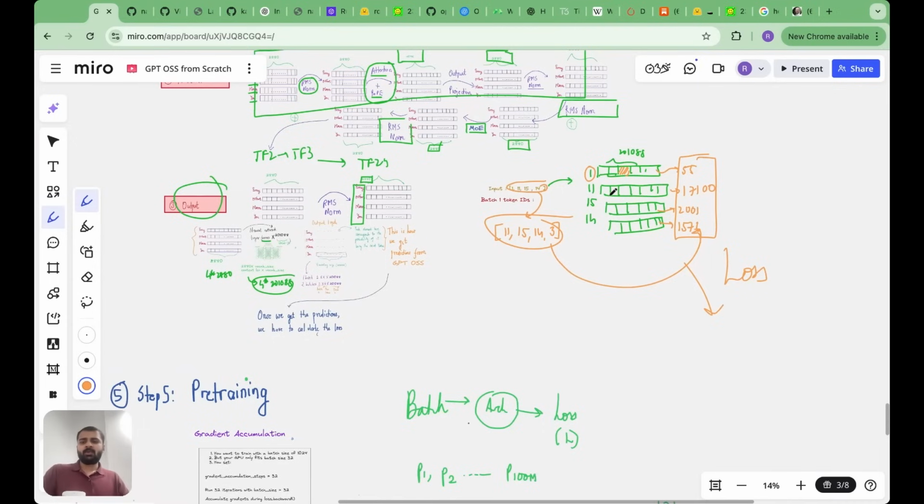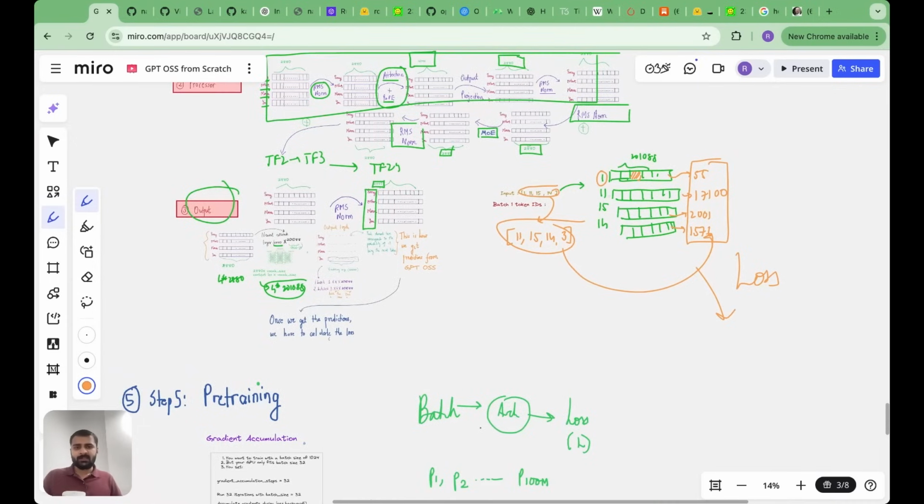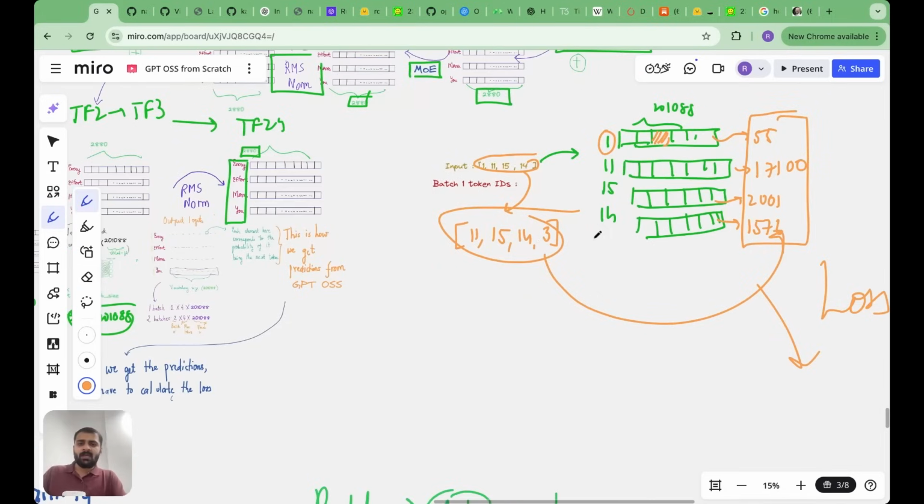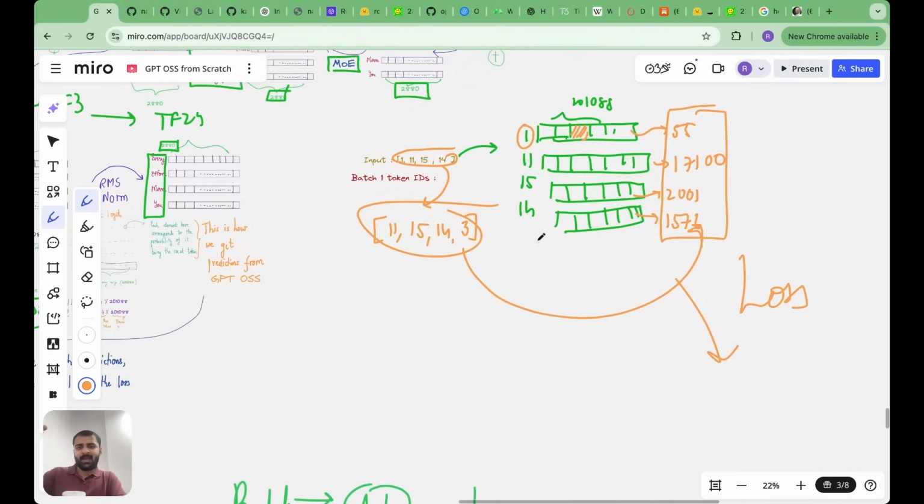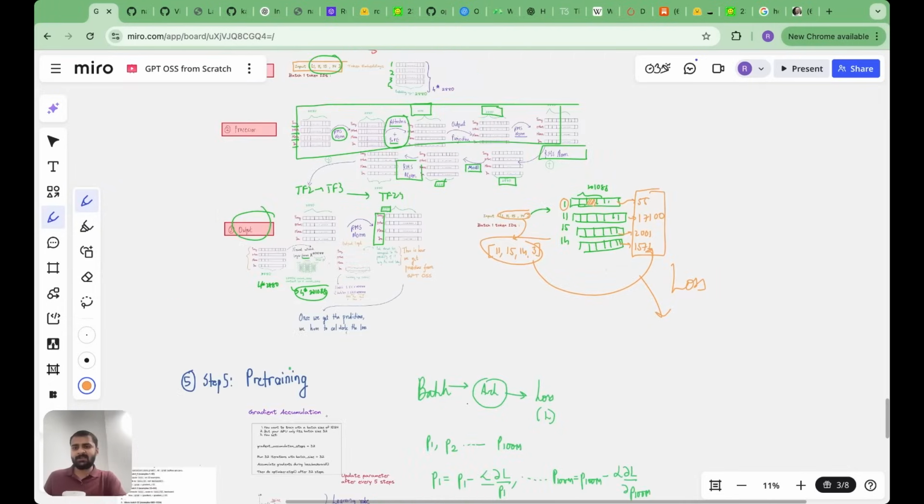That will be computed through the categorical cross entropy loss. And that is how one input sequence will be processed. Now, if you want to process an entire batch, you just add the individual losses from the different input sequences, and then you will get the loss for an entire batch of input sequences. That's how one entire forward pass actually happens through the GPT-OSS architecture.